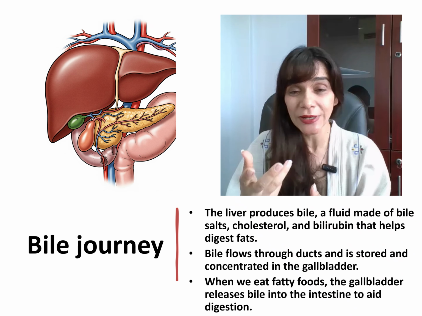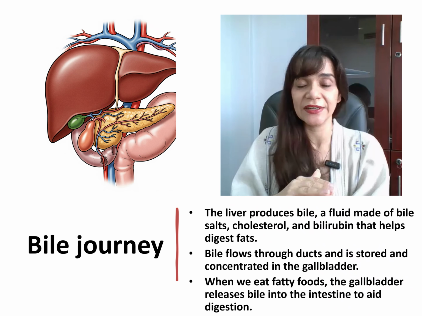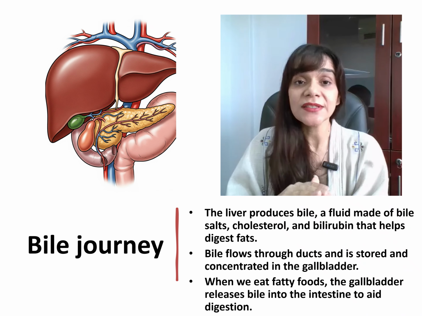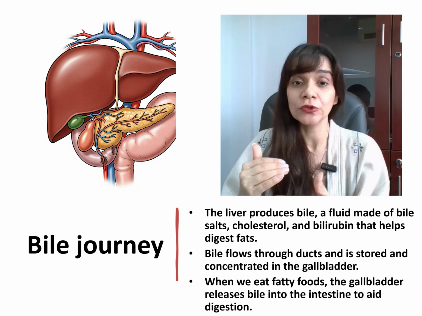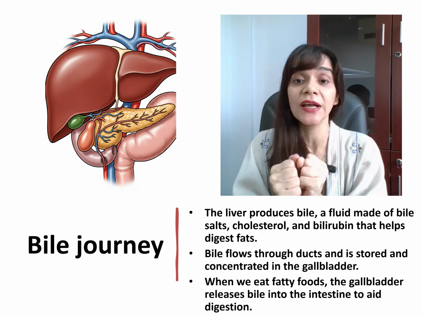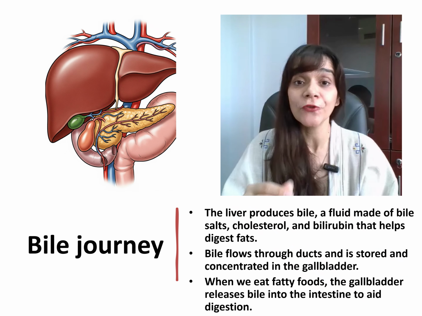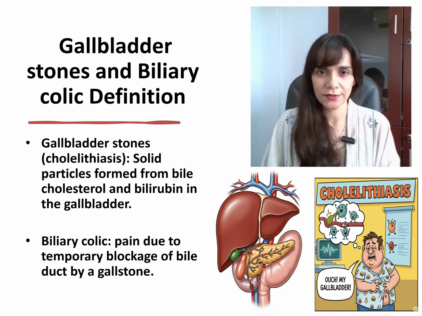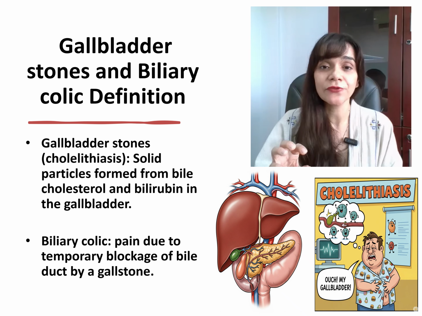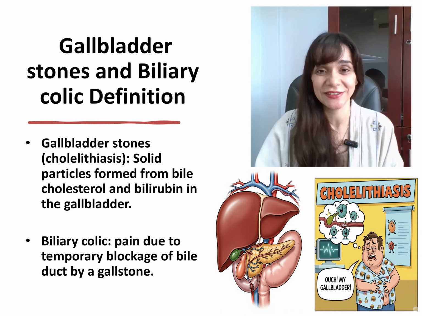So what is the gallbladder? The gallbladder is a small sac under the liver that stores and concentrates bile. When we eat fatty food, it contracts and releases bile into the small intestine, helping break down fats for digestion. So what are gallbladder stones or cholelithiasis? These are solid deposits formed from cholesterol, bile salt, and bilirubin inside the gallbladder.